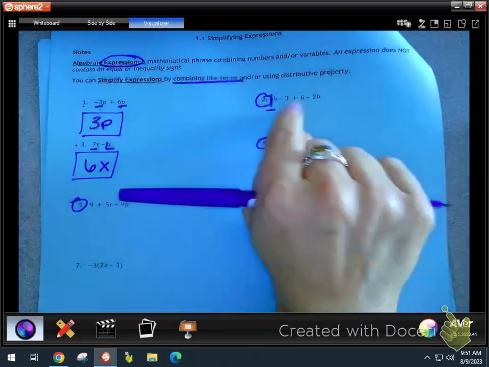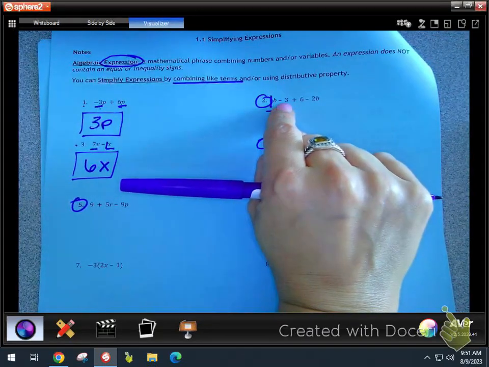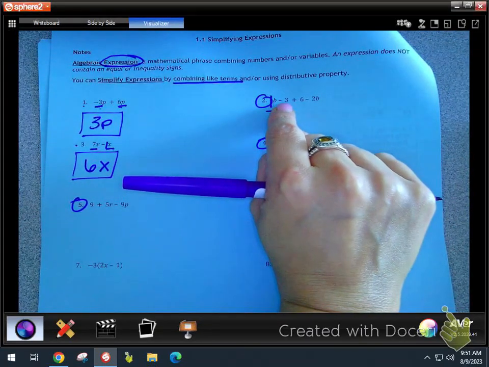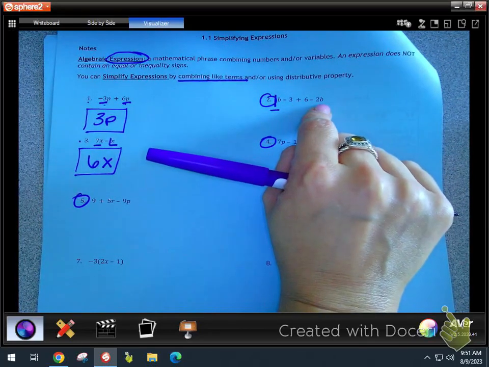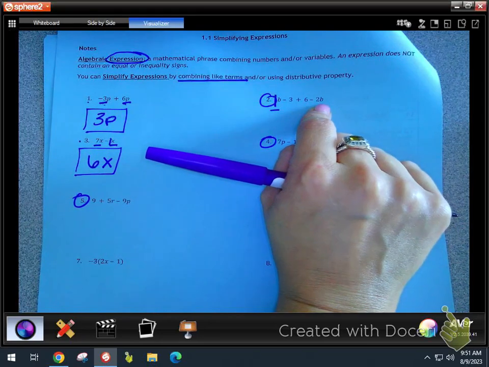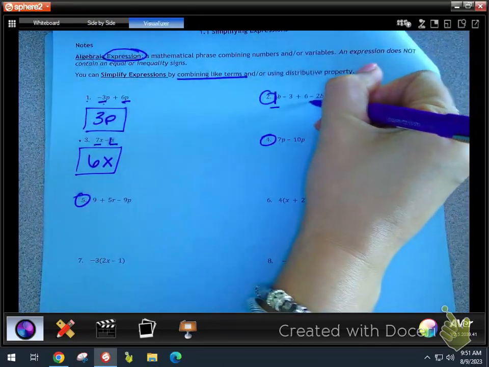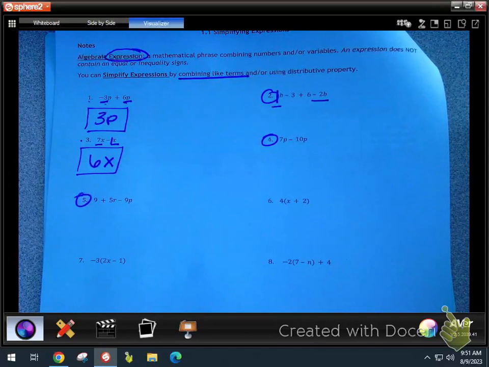And then I'm going to look at the rest of my terms. Does this guy have a b? Look at what I'm pointing to. No. Does the next guy? No. Does the next guy? Yes. What is the coefficient of that term? 2. What kind of 2? Negative 2. So I underlined both of those because they're like terms. They both have a b.